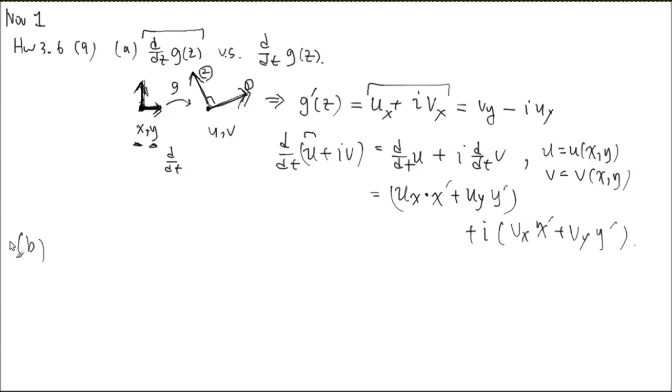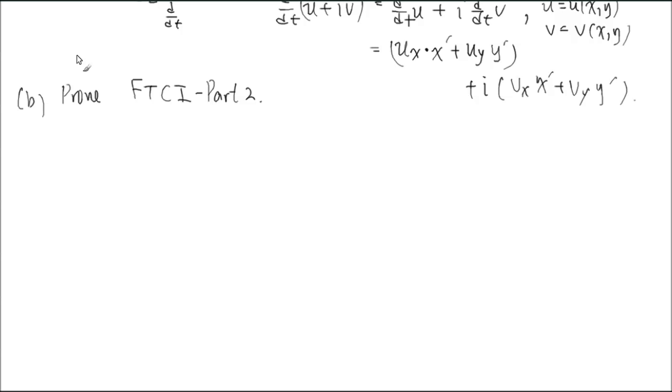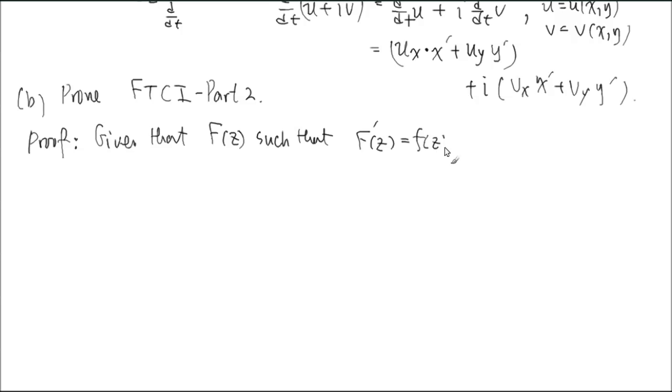And part B is asking you to prove the fundamental theorem of complex integration, part 2. Let me emphasize the context here again. Here's a proof. We're given that an antiderivative F(z) exists such that F prime of z is f(z). That's the meaning of F being an antiderivative, right? And it exists.